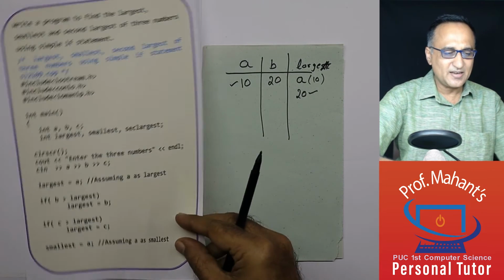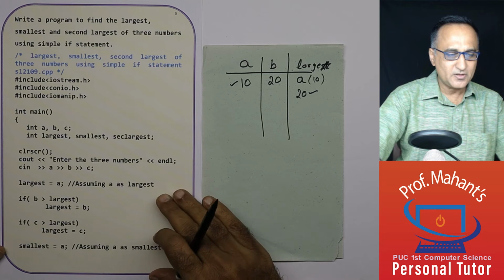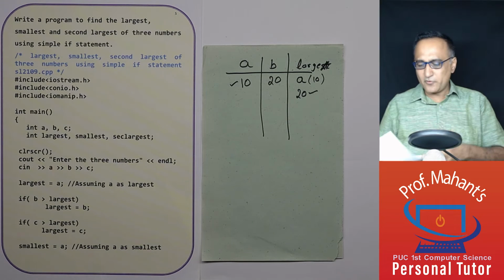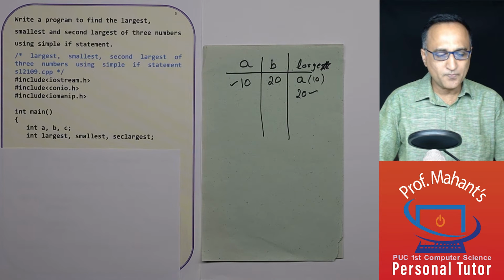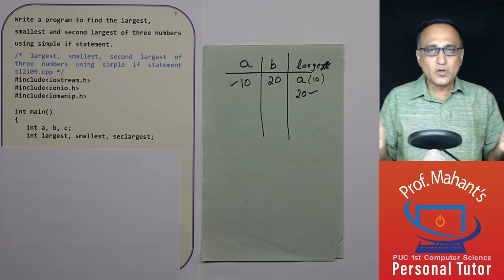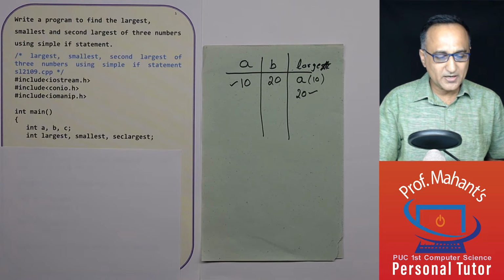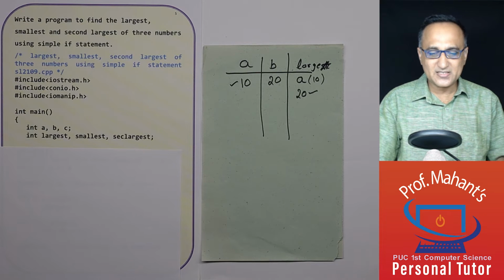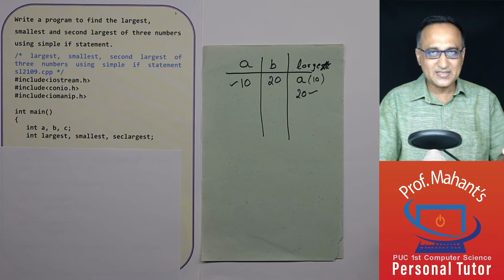Now let us take a look at how we find the largest, the second largest, and also the smallest of three numbers. Before we head there, let's try to understand this particular process. I'm going to ask the user to give me three numbers a, b and c. The first thing I can do is find out the largest. How do I find the largest? Using the logic which I explained earlier. I am going to assume a is the largest, then compare b with the largest, then compare c with the largest and find out the largest of three.